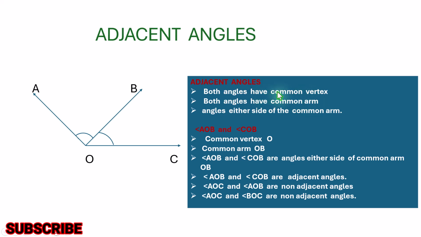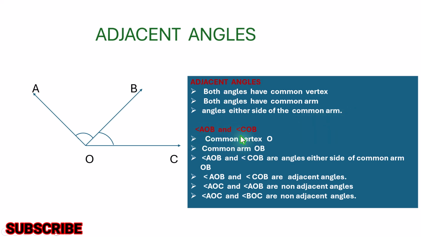First, both angles have a common vertex. Here the common vertex is O. A vertex is the point where two lines meet. That point is called a vertex. Here O is the vertex. Then both angles have a common arm. Here OB is the common arm. Third, the angles lie on either side of the common arm.